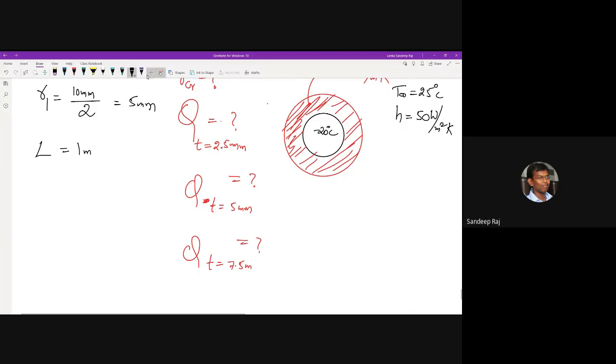To find out the Q through it, what you have to do is you have to take the resistance circuit. If I take the resistance circuit through here, two resistances will prevail here. One resistance is due to the inside thing, and the other one is due to the insulation. Okay, along with this, he is also asking you to find R critical.